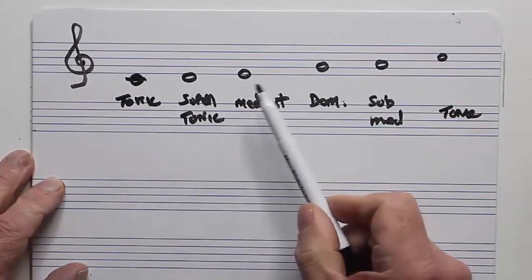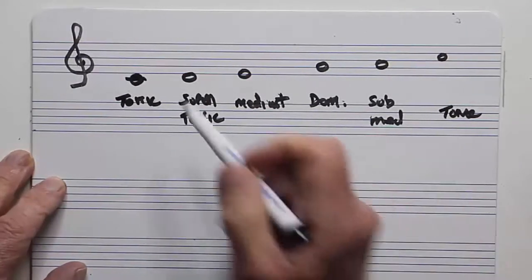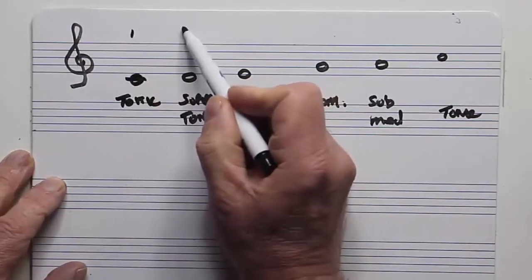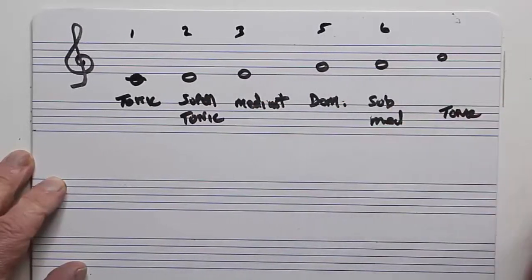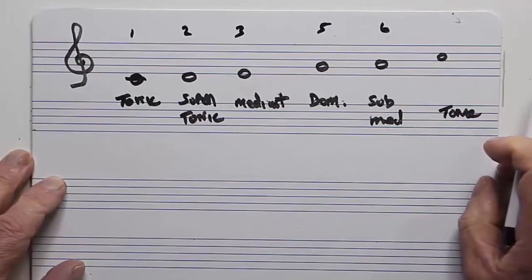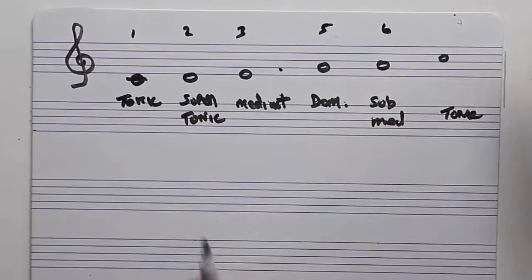So 1, 2, 3, 5, and 6, if you're looking at it as scale degrees of C major. 1, 2, 3, 5, 6. And if you look at the notes that are missing, let me just get another colour.